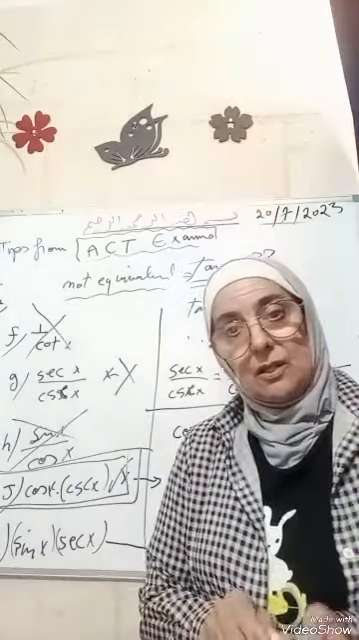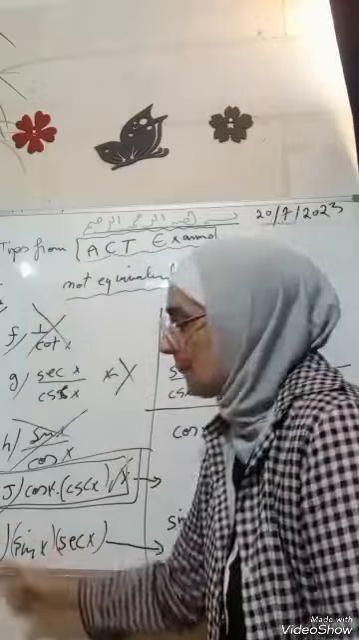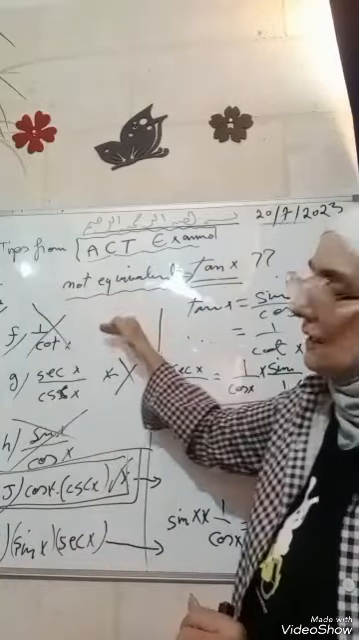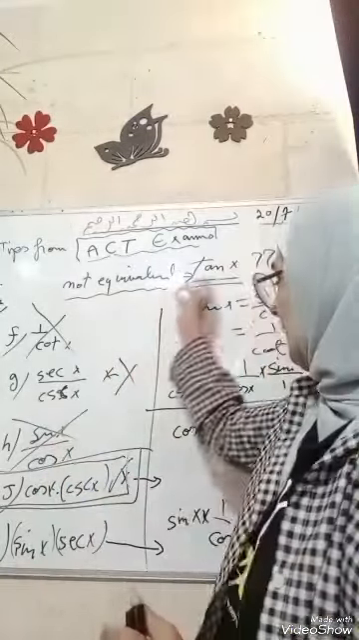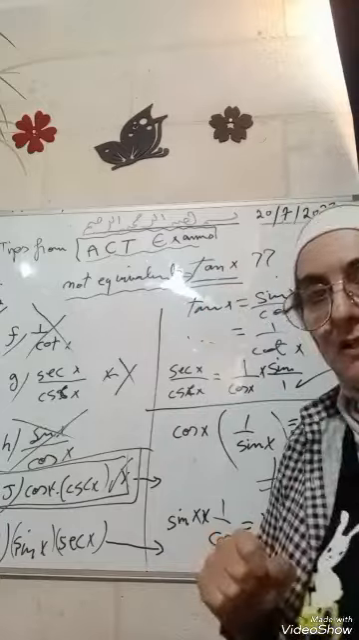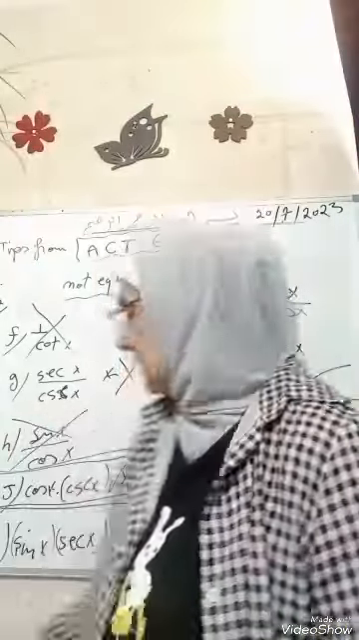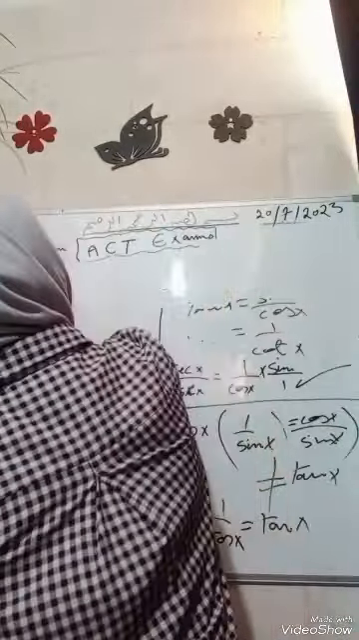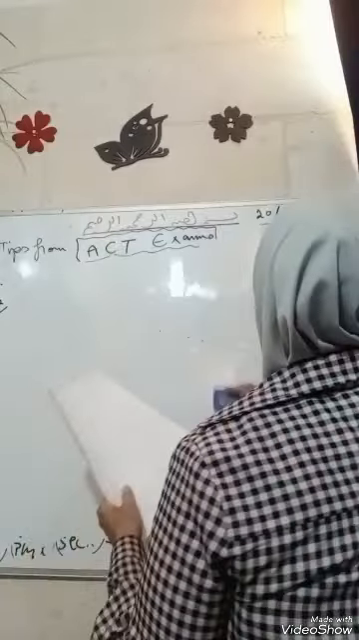Again, what is the trick here? It's about tangent x: which choice is not equivalent to tangent x. So I need to solve the choices. Which one is not equivalent to tangent x? Let's take another one about the exponents, so we would know more ideas about this test.